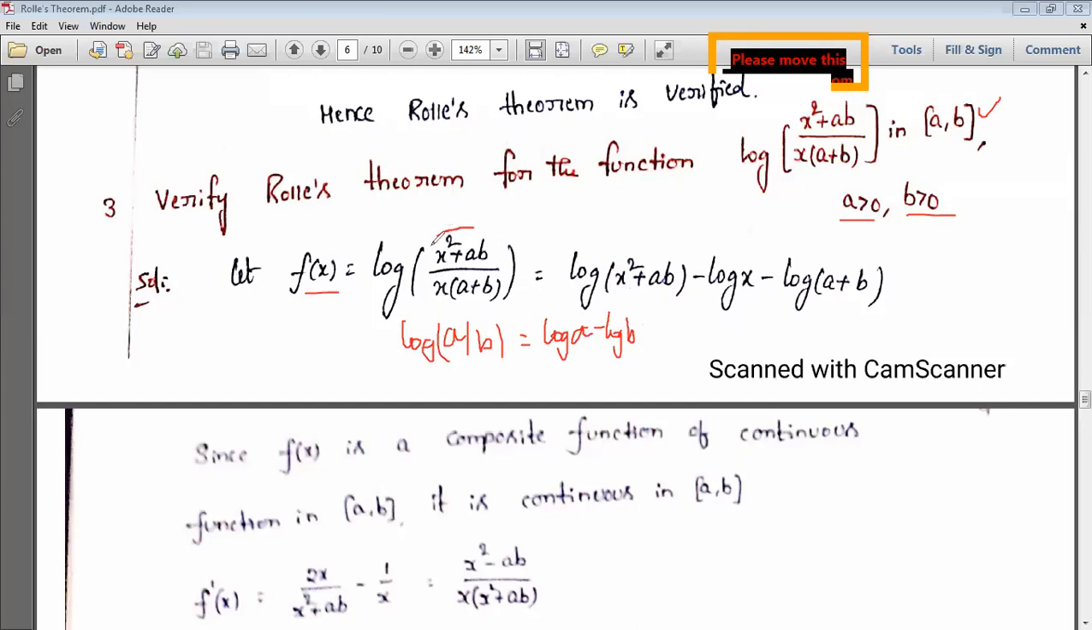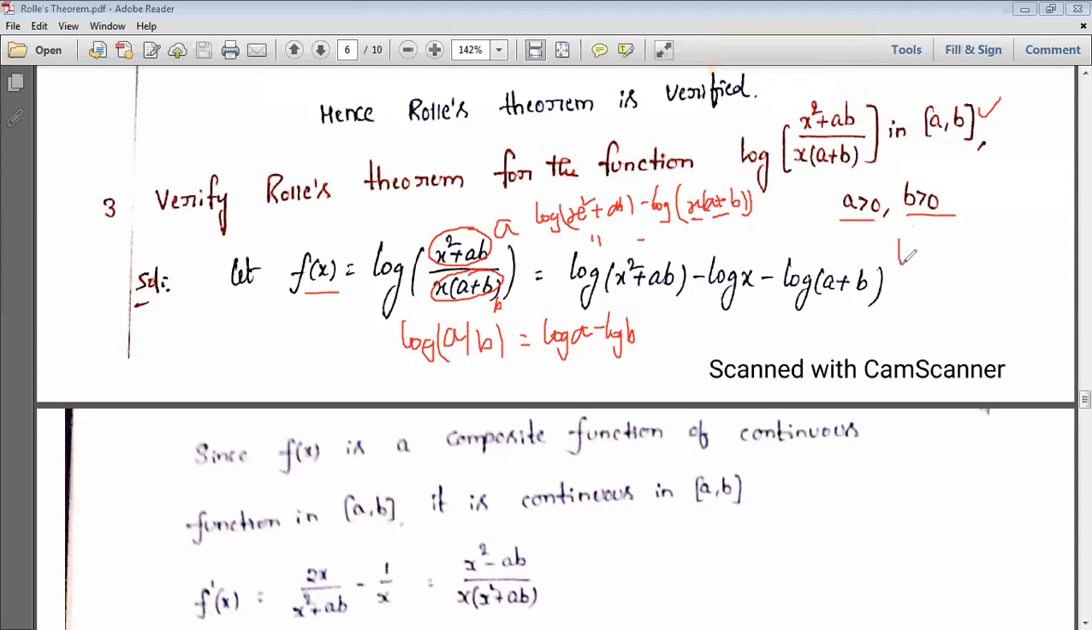Here we choose the total numerator term as a and the total denominator term as b. So log a is log of (x square plus ab), minus log b, which is log of x into (a plus b). I simply applied log a minus log b. But if you observe this, again we have two functions: one is a constant, and another is a function in terms of x.